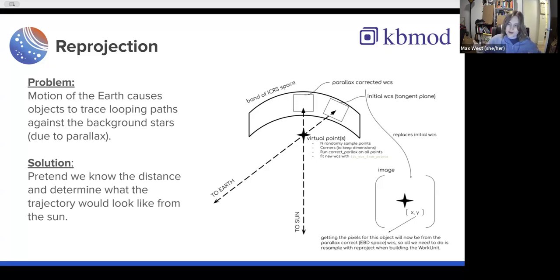Of course, the more exact way to do this would be to do this transformation for every single pixel in the plane. But in validation, when we compared just taking about 100 randomly sampled points and fitting a WCS, we were already at sub-milliarcsecond precision compared to taking every single pixel in an image and manually transforming it into a corrected space. So obviously, it's much more computationally tractable to just do 100 points versus millions of pixels. So yeah, next slide.